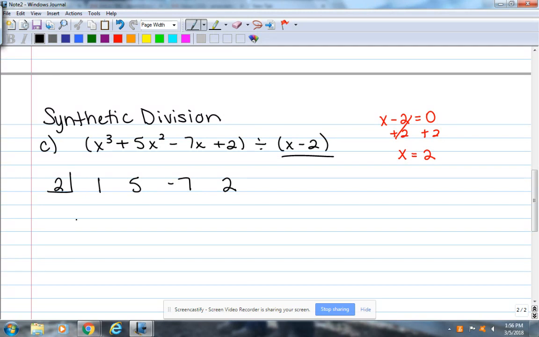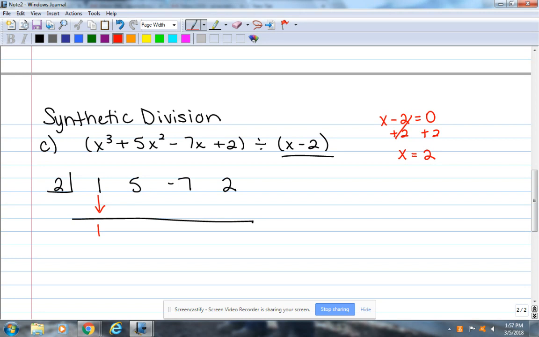Then you're going to skip a space and draw a line. My corner number came from setting the binomial equal to 0, and these numbers are the coefficients from the big polynomial. Y'all, this is really simple math here. You're going to bring the first one down. Then everything on the bottom row gets multiplied times the corner.